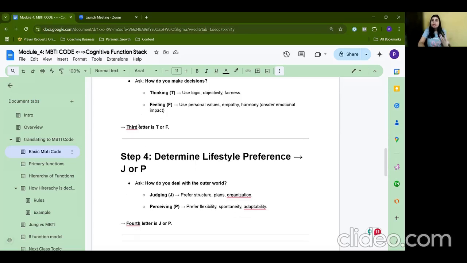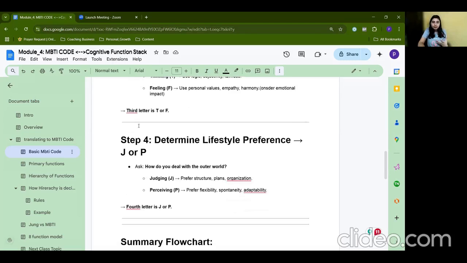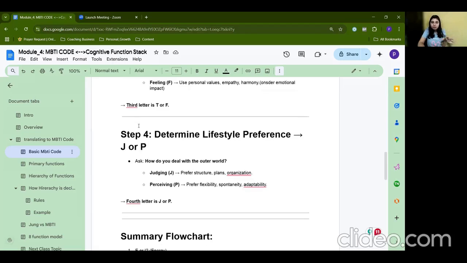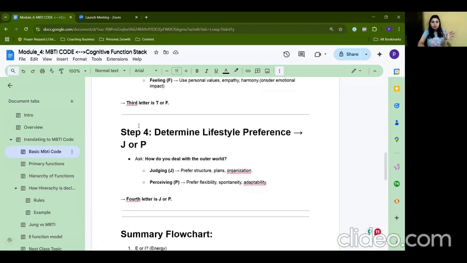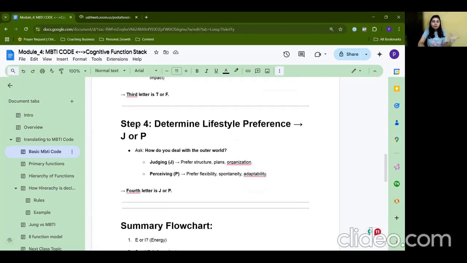And the fourth letter determines your lifestyle preference, J or P. You need to ask yourself, how do you like to deal with the outer world? Do you prefer to be organized, structured, and create a lot of plans? Then you might be a judging type. Okay, judging does not mean that you judge people. It's just a preference. We use J for judging, as we discussed in the past class, it's your judging process, also the decision-making process, and perceiving is your information gathering process. So J is your preference for structure, and perceiving type of people prefer more flexibility, spontaneity, and adaptability. So that's your fourth letter, J versus P.